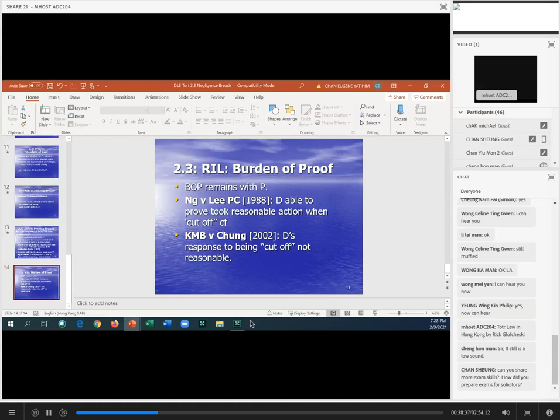By contrast, in KMB and Chung, the defendant's response to being cut off, the court found on the facts was not reasonable. So it does depend on the facts of each case and expert evidence. But res ipsa loquitur, everybody, is a very useful aid to a plaintiff in proving breach of the duty of care. So that's a run through breach of the duty of care.